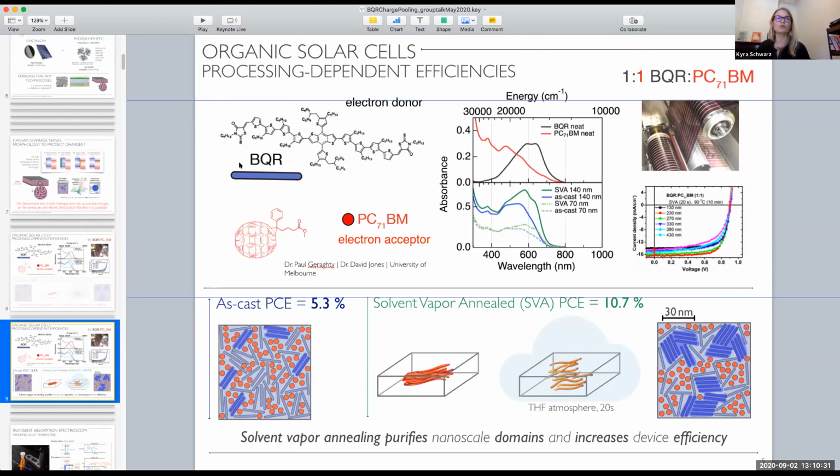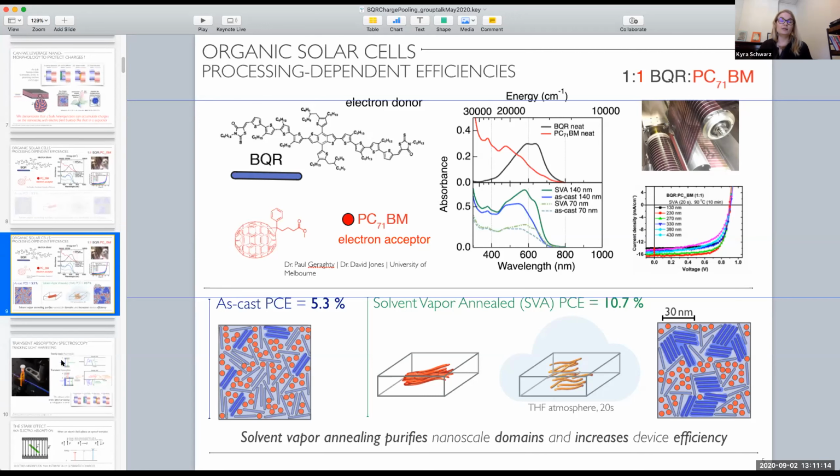This is just a cartoon of what these donor acceptor molecules look like in their mostly intermixed arrangement. And when we apply some sort of annealing treatment to this film, here a really gentle treatment called solvent vapor annealing, you expose the whole film to a solvent vapor, here THF, for only 20 seconds. The vapor swells the film, and it's able to make these really small crystallites via Ostwald ripening of the BQR molecules, and they're around 30 nanometers in size. So a little bit of crystallinity, but the effect is effectively doubling the device efficiency.